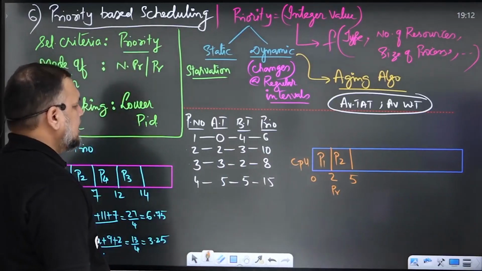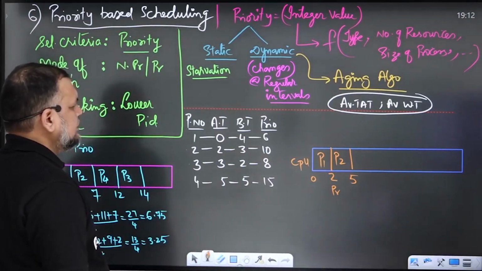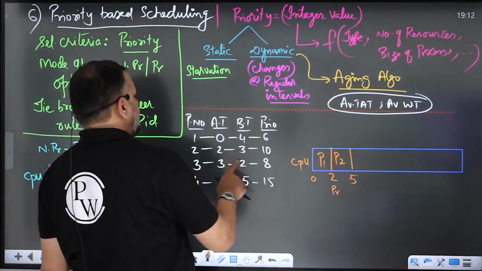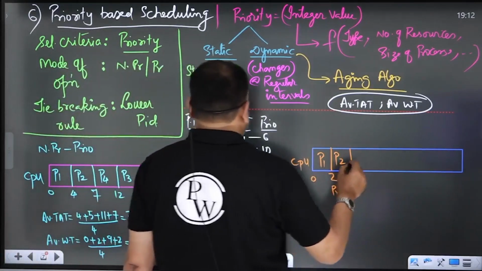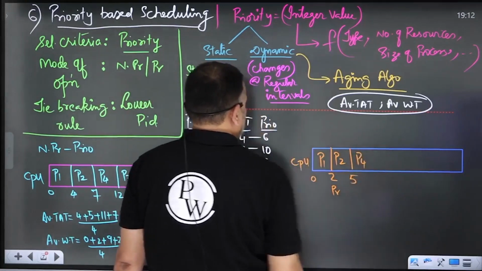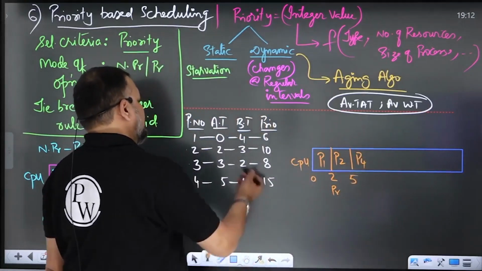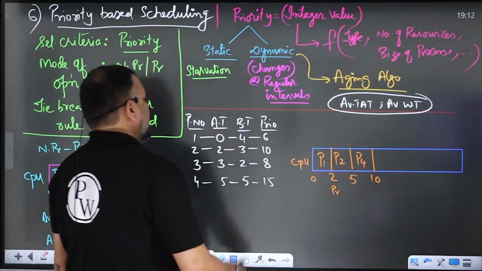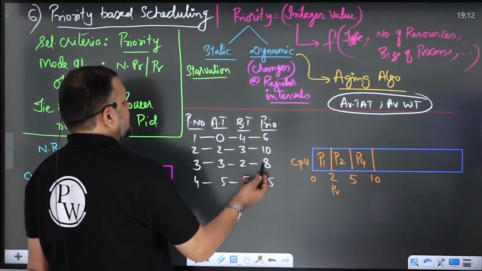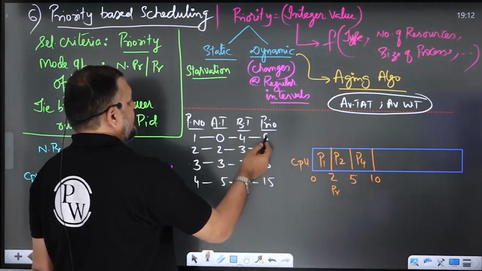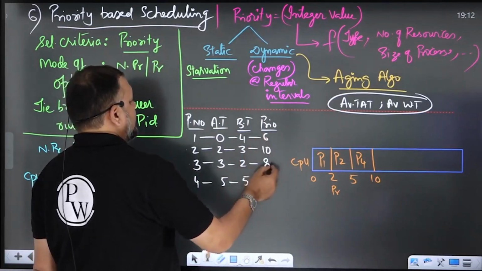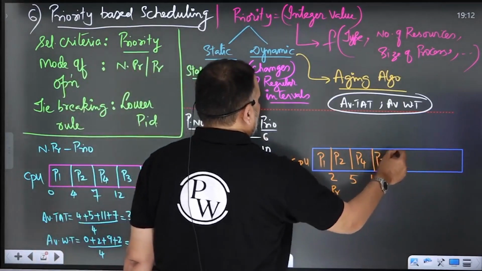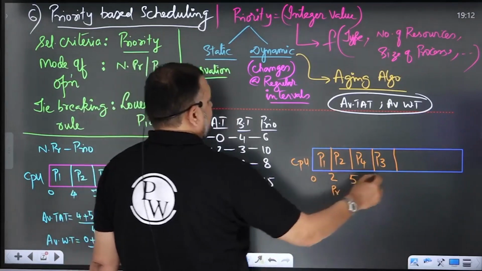Now what happens by time 5? By time 5, you can see P4 has come, and it has the highest priority. So P4 will take the charge. P4 needs 5 units, so directly it will run all 5 units, 10. Then after that, who will run? The balance processes are P3 and P1. P1 priority is 6, P3 priority is 8. So naturally P3 is higher, so P3 will run for its total 2 units, so 12.